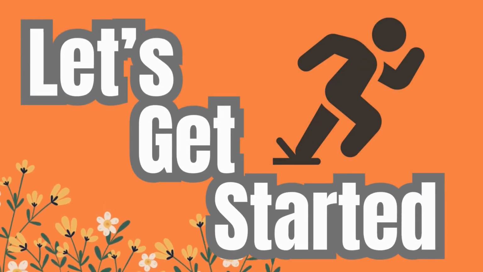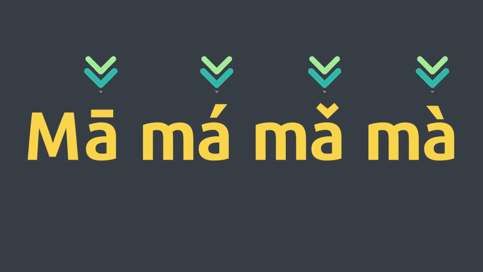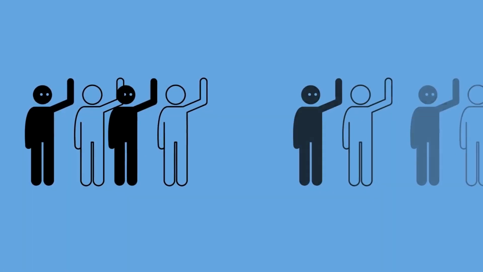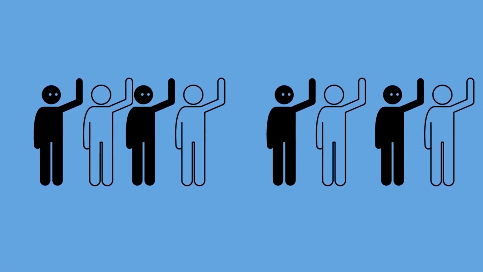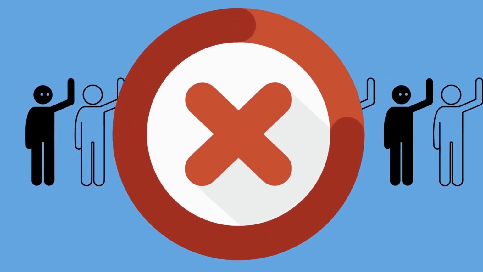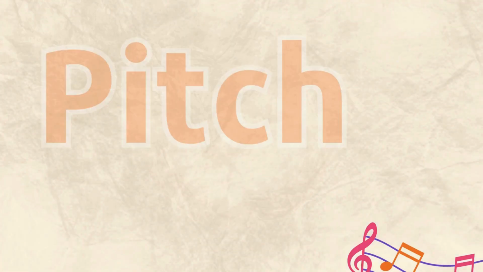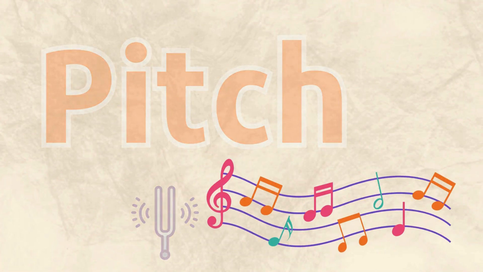Let's get started. When we first learn Chinese tones, we often rely on the tone marks, the little line or curve above a pinyin syllable, and we try to mimic that exact shape. But here is the thing. In real natural speech, tones are not pronounced exactly like those marks, so don't get tricked by them. The most important thing to focus on is actually the pitch.